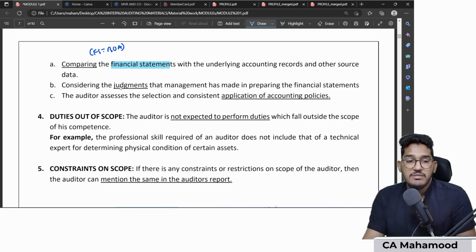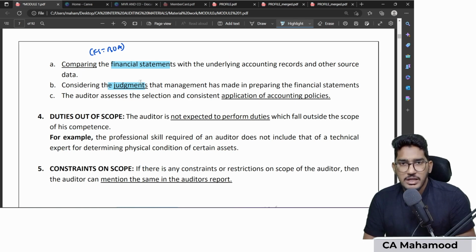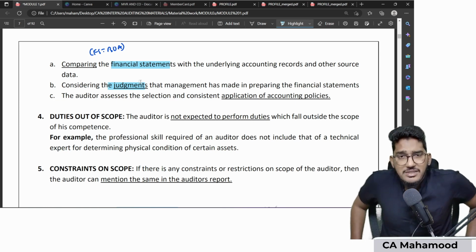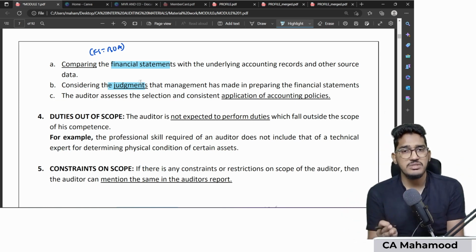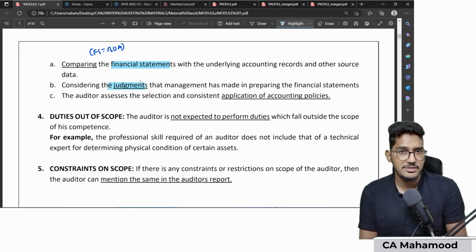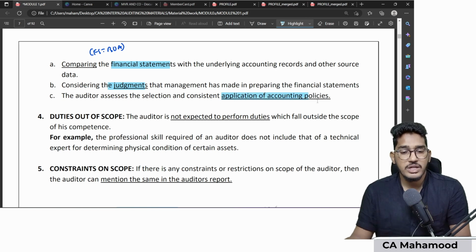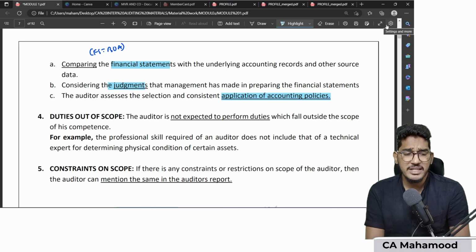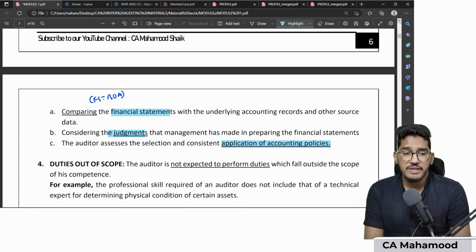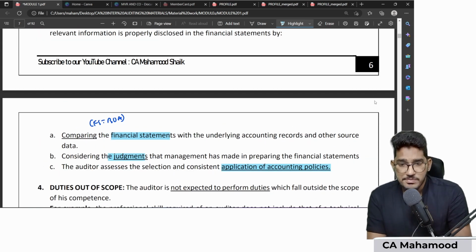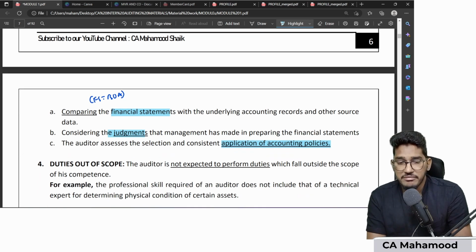And I need to check whatever assumptions and judgments which my client has made, whether they are reasonable or not. As we all know, management will prepare financial statements after making assumptions about so many items. As an auditor, I need to check whatever assumptions and estimates the client's management has made in the preparation of financial statements, whether they are reasonable or not. And I need to check whether the accounting policies are properly applied or not. By checking these three things, I will come to know whether the financial information is presented and prepared as per the applicable financial reporting framework.